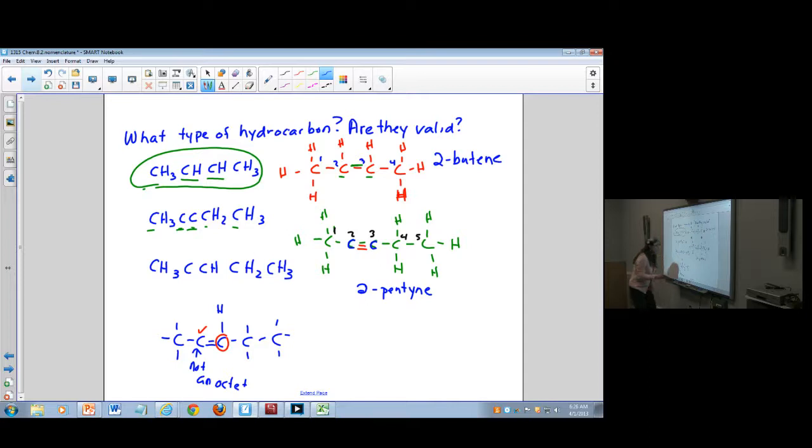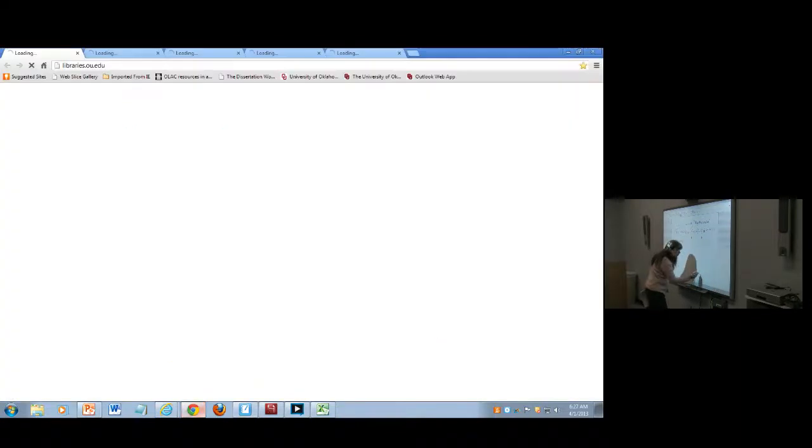So how about if I redraw this? I'm going to leave the hydrogens off for a minute except the one I'm interested in, which is this one. Now, to make this, what if I make this into a triple bond? Well, now this carbon is happy, it's an octet. But what happened to carbon 3?